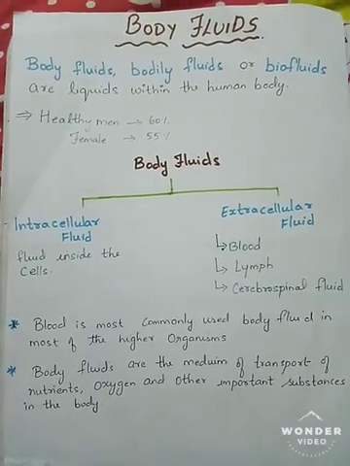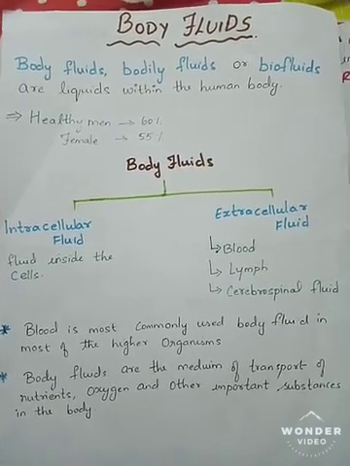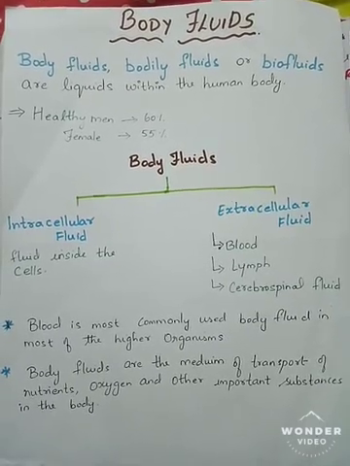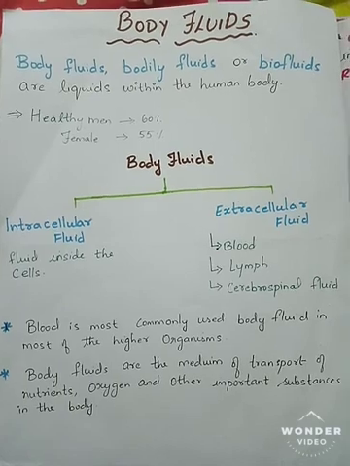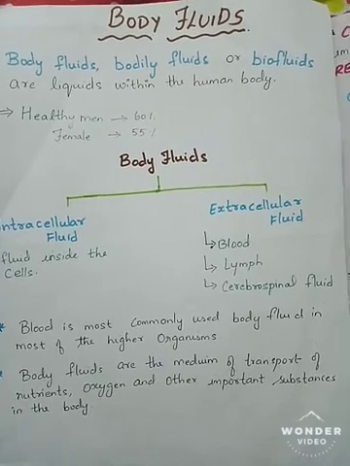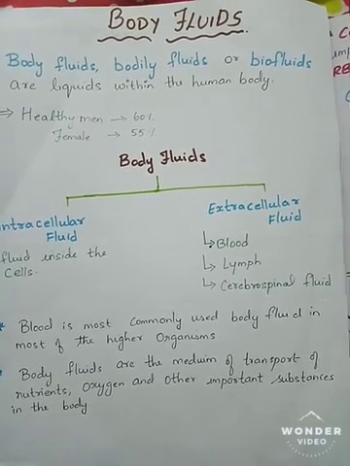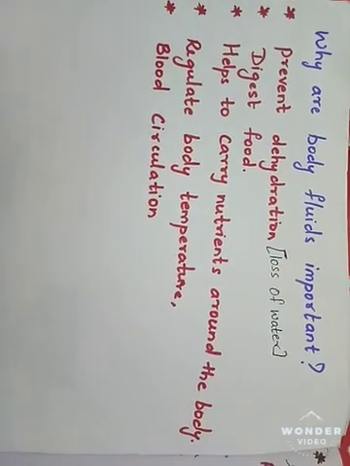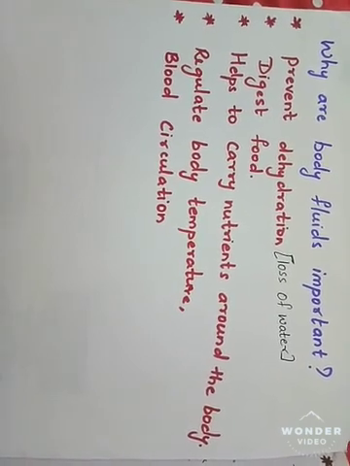So coming back to blood, blood is the most commonly used body fluid in most of the higher organisms. Mostly in all the higher organisms, the major fluid which we can see is the blood. And body fluids are the medium of transport of nutrients, oxygen and other important substances in the body, across all other parts of the body and other organs. So transport of oxygen and nutrients is one of the important features of body fluid.